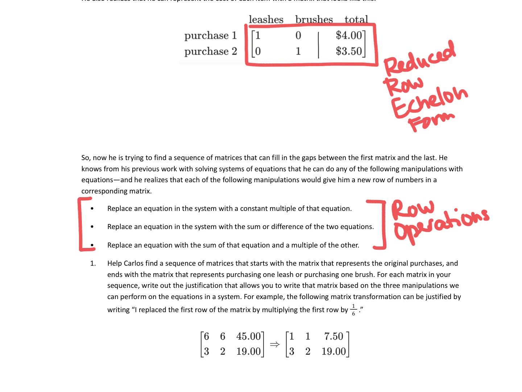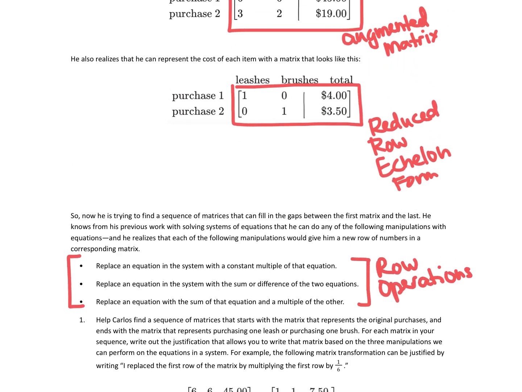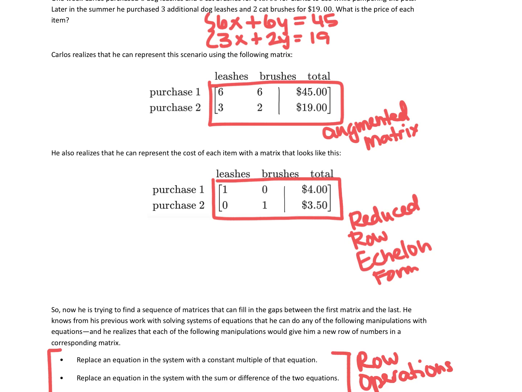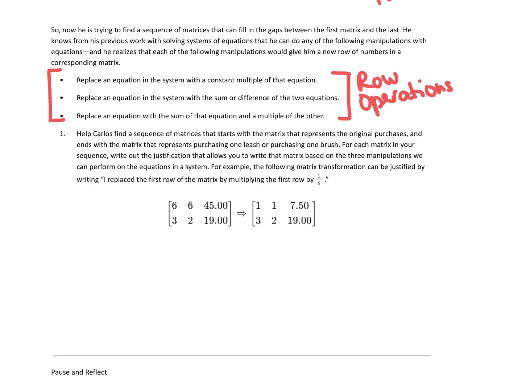So let's say he replaces the first row with that equation plus 2 times the second equation, or second row, right? So those are all row operations, and I'll show you how to do them. Okay, so we're going to try to go from this augmented matrix to this solution matrix, which is reduced row echelon form. Okay, and I'll show you that process.